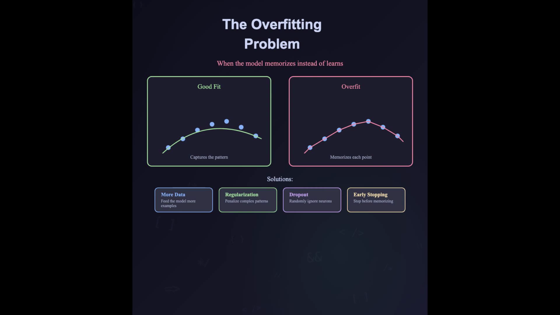How do we prevent it? Several techniques. Dropout randomly disables neurons during training, forcing the network not to rely too heavily on any single feature. Regularization penalizes large weights. Early stopping halts training when validation performance stops improving. The goal isn't perfect training accuracy, it's good generalization to new data.